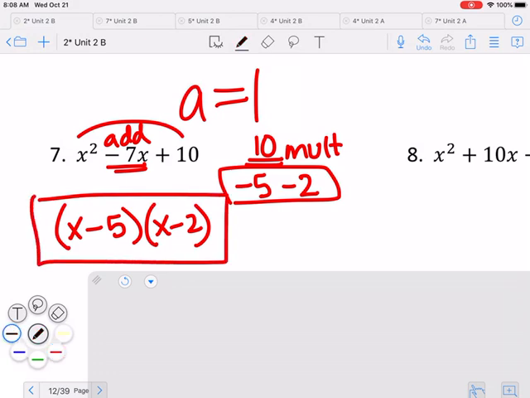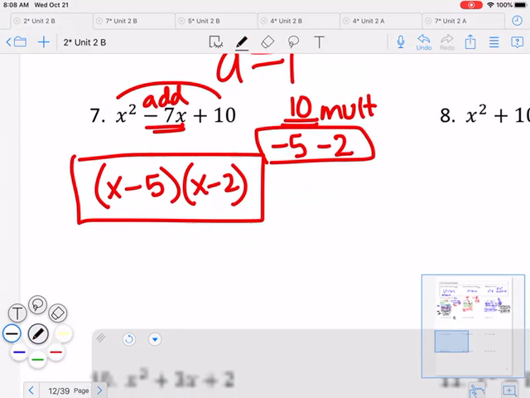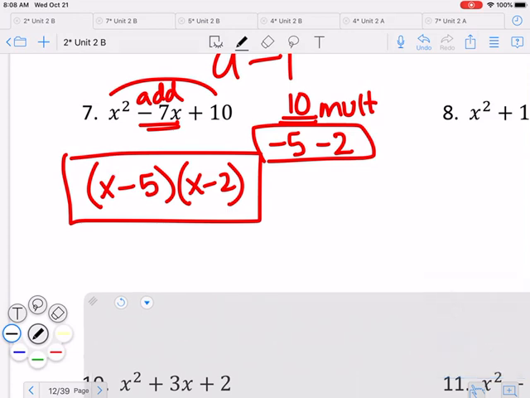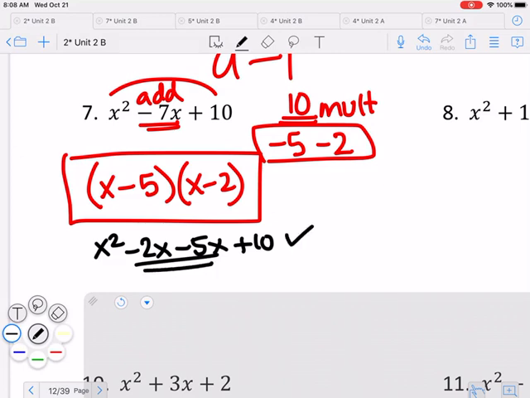Always please remember you can FOIL it out, multiply it back out to check your work. X times x is x squared. Outside is minus 2x. Inside is minus 5x. Last is plus 10. And there's your middle term, negative 7x. So we did it right.